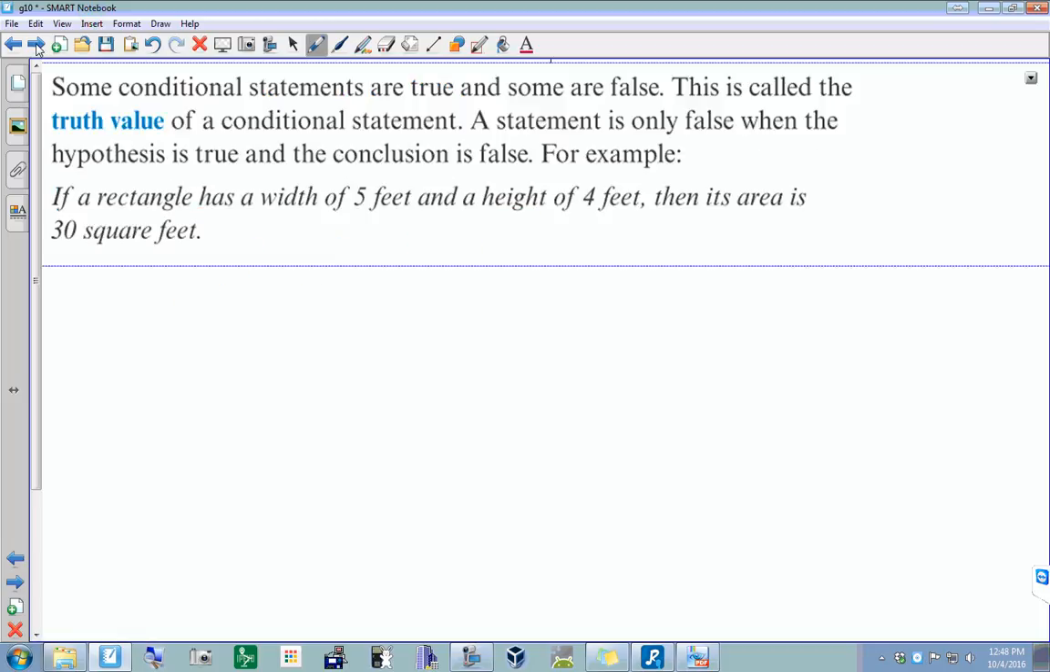Okay. Now, this is an important idea. Some conditional statements are true and some are false. This is called the truth value of a conditional statement. A statement is only false when the hypothesis is true and the conclusion is false. Okay? If a rectangle has a width of 5 and a height of 4, then the area is 30 square feet. Is this true?